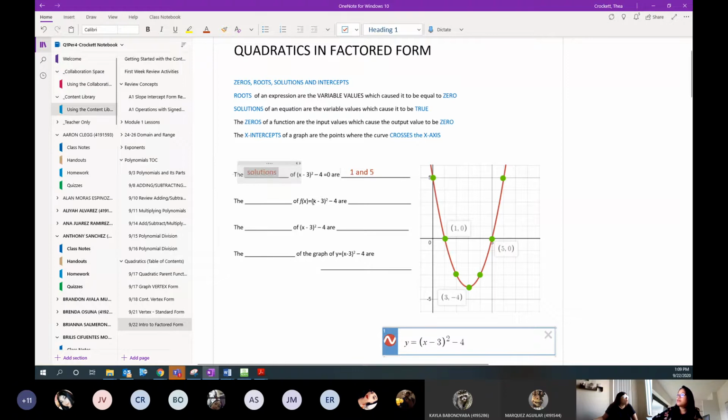Okay, and for the next one, we have f of x. Therefore, we have a function. And for the function, we use zeros. So instead of solutions, I'm just going to put zeros.